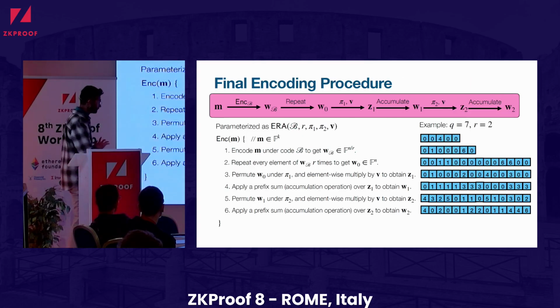And this is what our final encoding procedure for error codes looks like. You have M, you encode under a base code, you repeat, you apply permutation, you apply multiplication, you accumulate, you apply permutation, you apply multiplication, and you accumulate. And that's the entire encoding procedure.